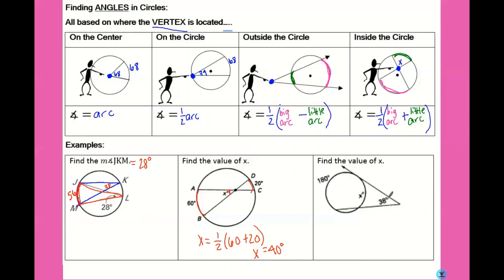In the third one, it gives me the angle, and it's an angle where they meet outside the circle. So 38 would equal half of the big arc, which is 180, minus the little arc, which is x. From here, you can either distribute the 1/2 or you can multiply both sides by 2 to get those to cancel out. That gives me 76 equals 180 minus x. So x would have to equal 180 minus 76, which means x is 104 degrees.